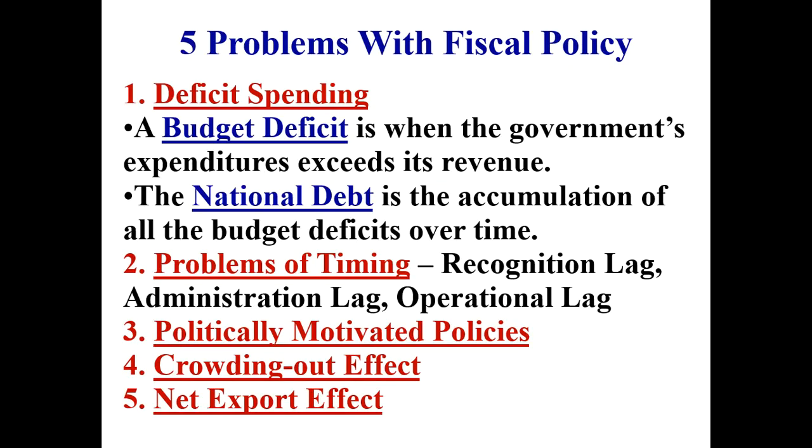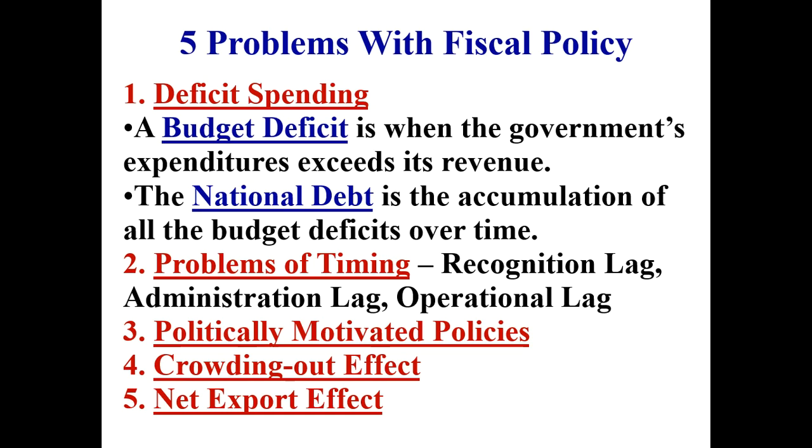All right, now remember, there are 5 problems with fiscal policy. Number 1, if we use fiscal policy to get out of a recession, that adds to our budget deficit, and that will add ultimately to our national debt. If we overspend, it's going to add to our national debt, and that money's going to have to get paid off eventually. Number 2, problems of timing.